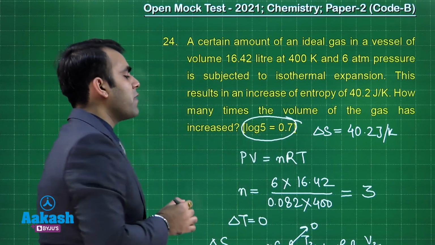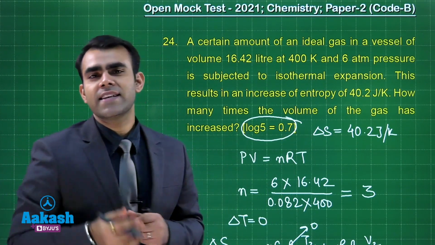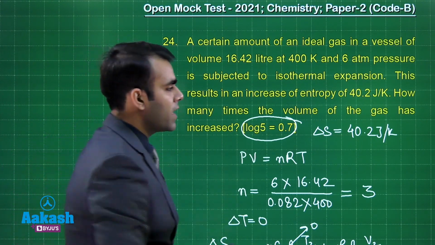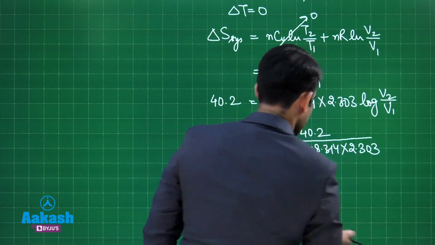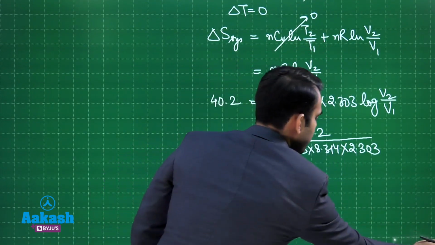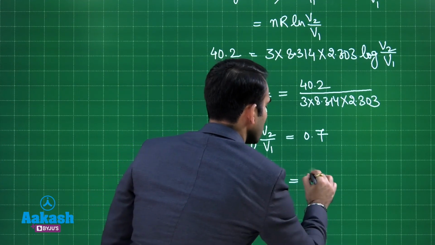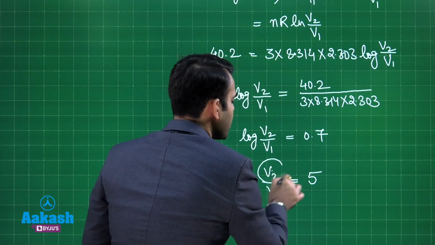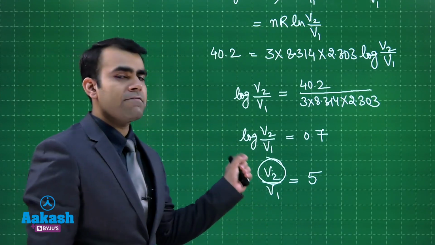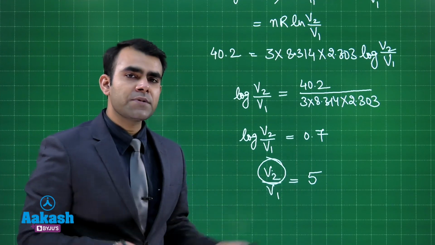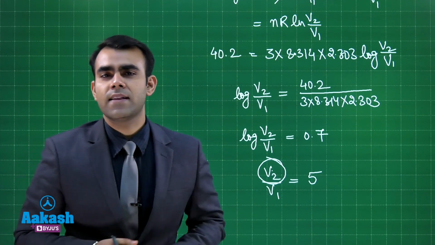So log V2 by V1 is equal to 0.7, and here a very big hint has been given to you that the value of log 5 is equal to 0.7. So you have to do nothing. You have to pick the value from here. So from here I can say my V2 by V1 is simply equal to 5. So it means the volume has been increased by a factor of 5. So the answer here is 5 times. Now moving on to the next question.